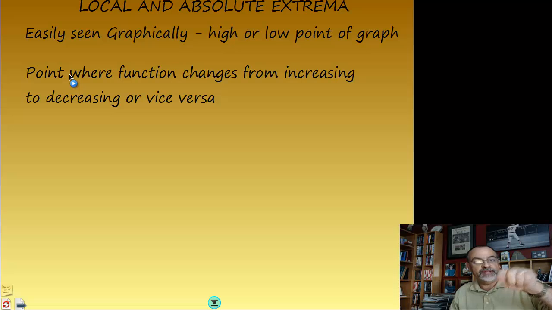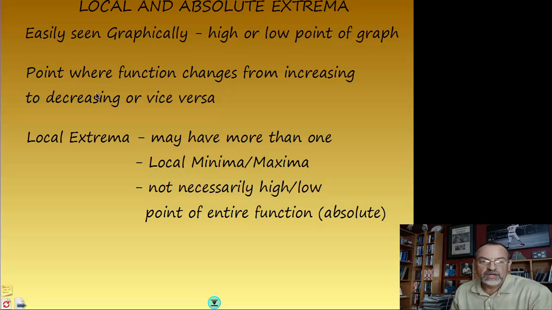If it's going up and then down, it's a maximum because it reaches a maximum point, like a roller coaster, and then goes down. And then a local minimum would be where it reaches its low point and the graph changes from going down to turning around and going back up. So these are called local extrema, or a local max, or a local min. You may have more than one. In other words, the graph like that bounded one we saw went up and down. You have multiple maxes and multiple mins, and these are called local extrema.